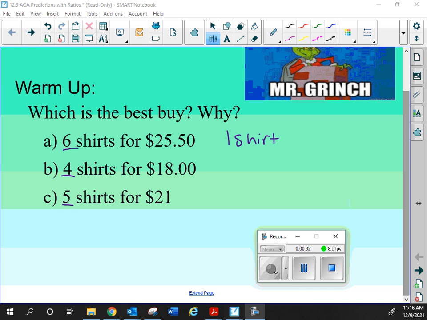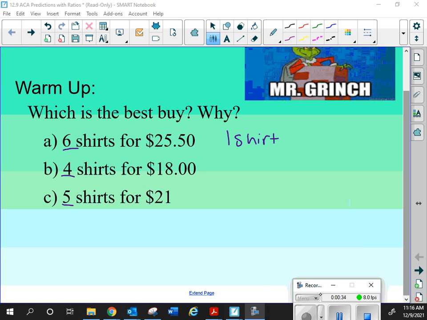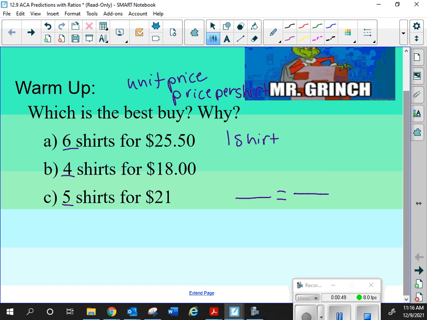All right, so let's find out. Again, we are finding basically the unit price. Another way to say that is the price per shirt. So when I set up my proportion, what unit am I going to put up top? Price per shirt. It tells me the order. I'm going to put the price or the cost up top, and on the bottom I'm going to put the shirts, the number of shirts.